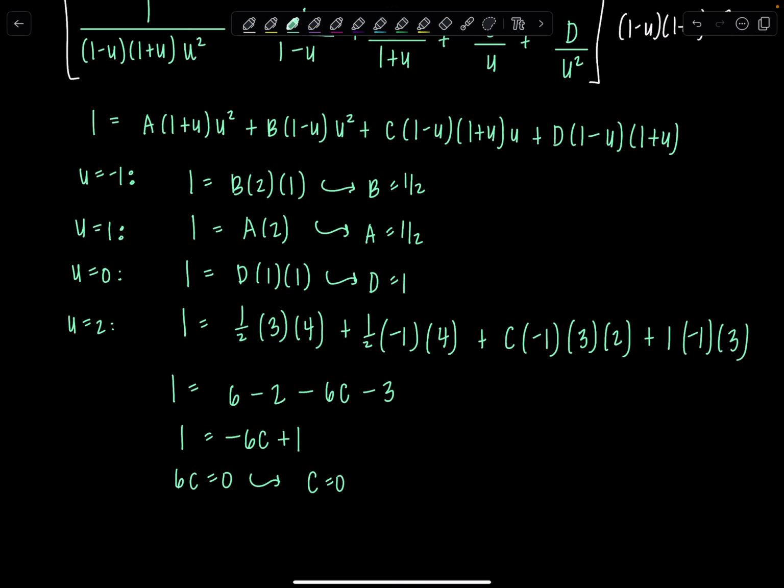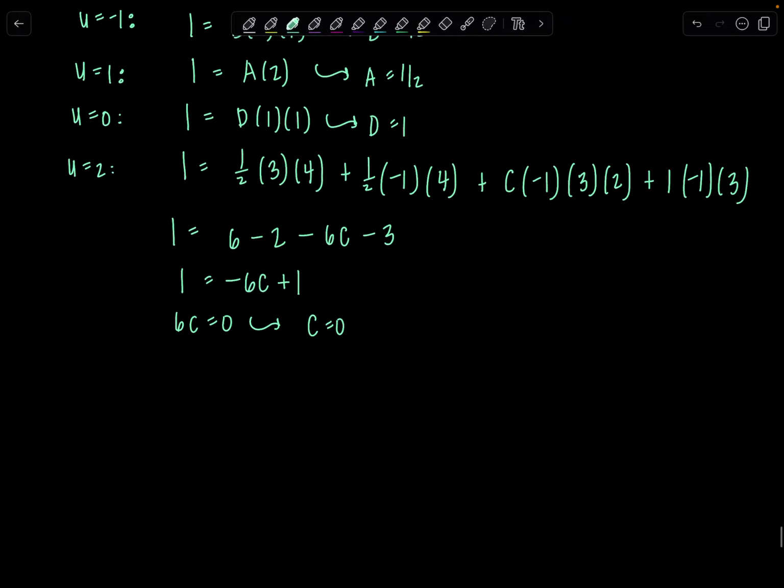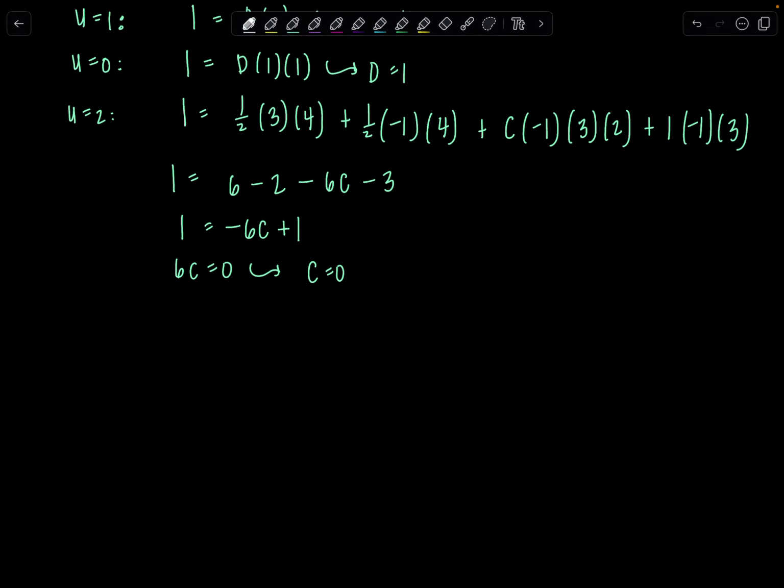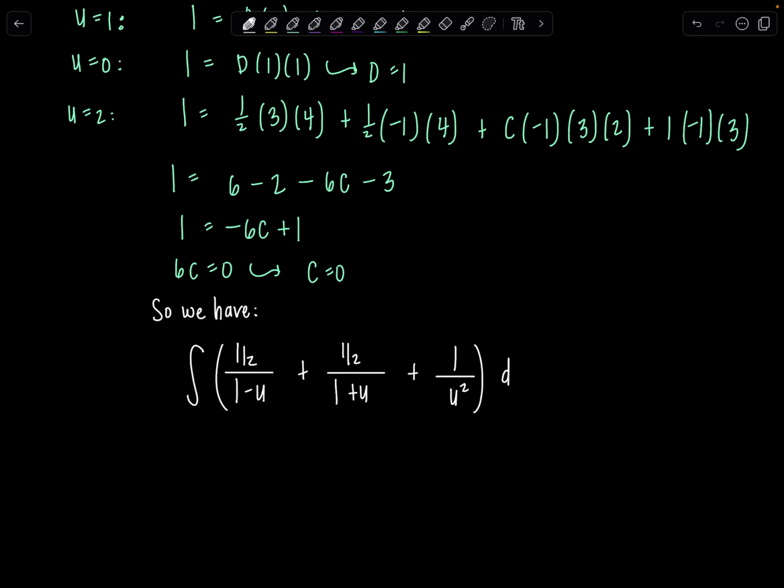All that just to find out C was 0. I always get mildly upset when that happens. But then I guess it's good. We have less to integrate, right? So we have the integral. A was 1/2 over 1 minus u plus B was also 1/2 over 1 plus u. And then D was 1. So that's 1 over u squared, du.